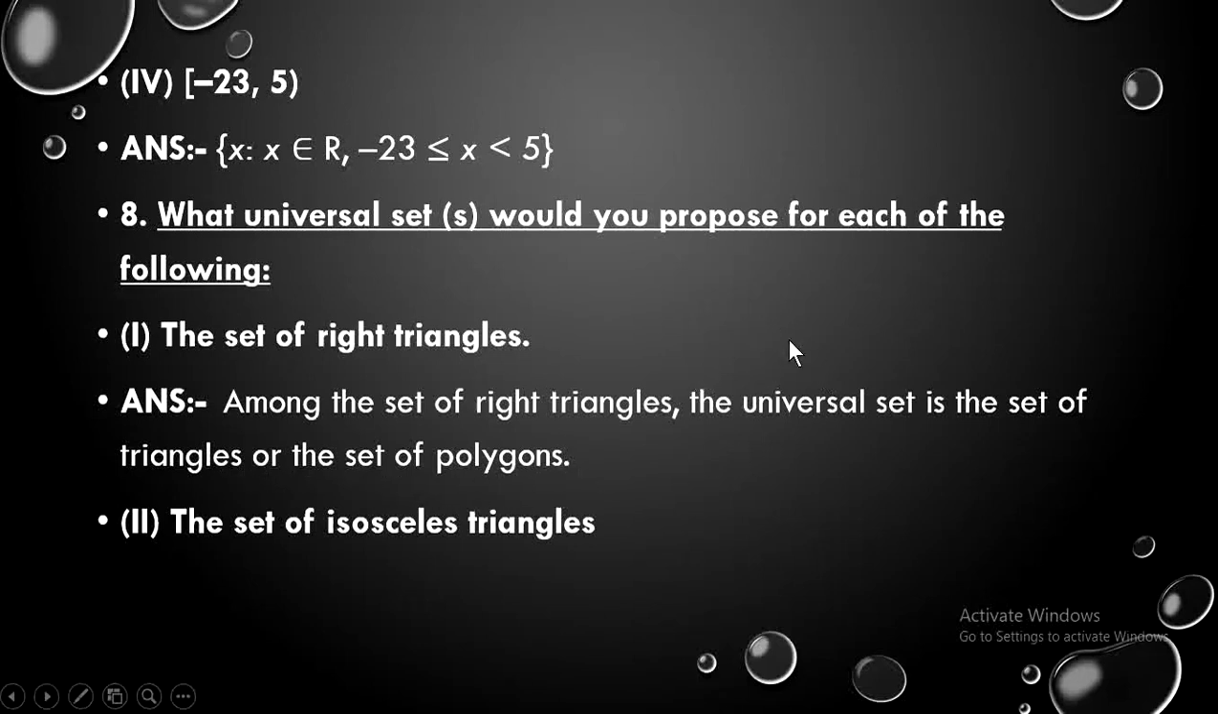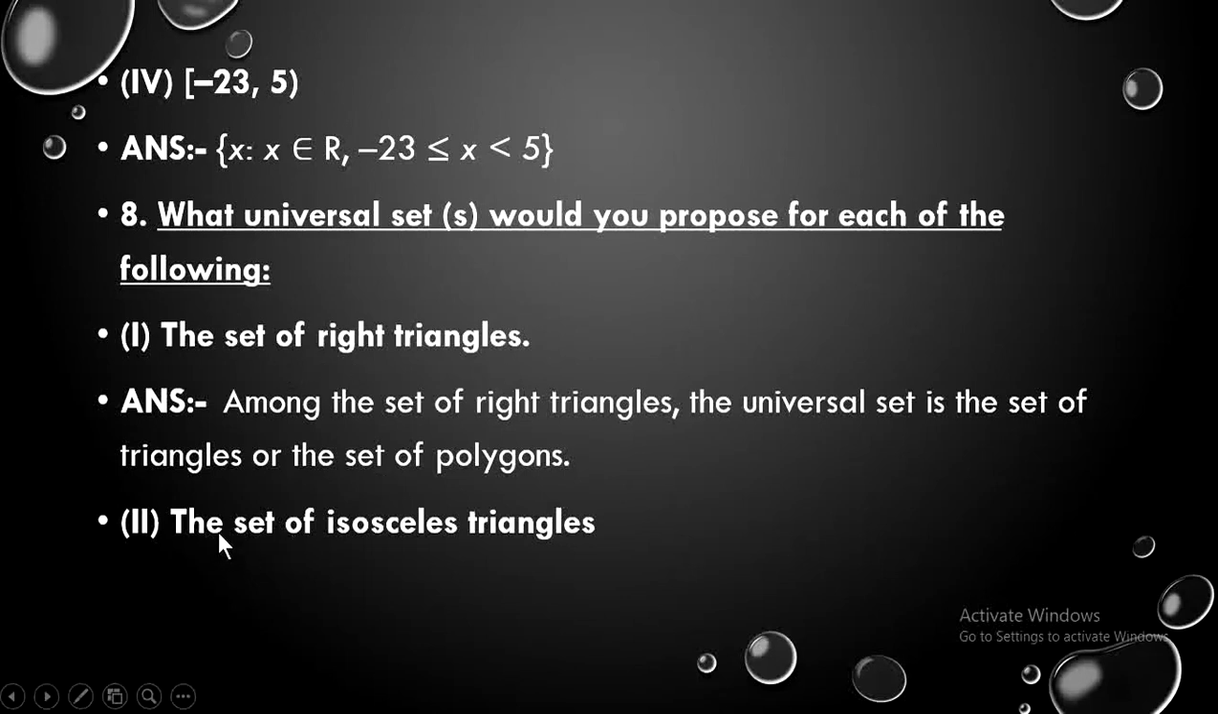Because under the set of triangles, there can be different types of triangles. It can be isosceles, scalene or right triangle. Different types of triangle will come under the set of triangles. So the set of triangles will be your universal set for your set of right triangles, because this comes under the normal triangles. Because it is a type of triangle.